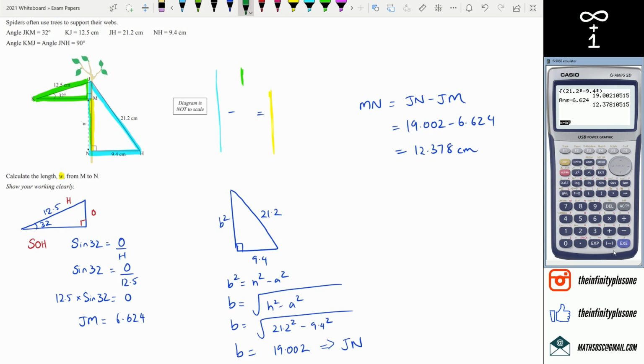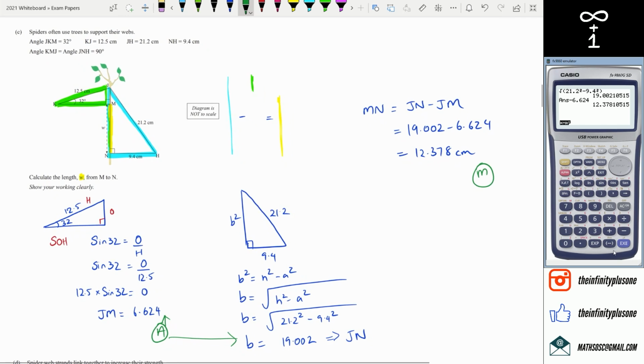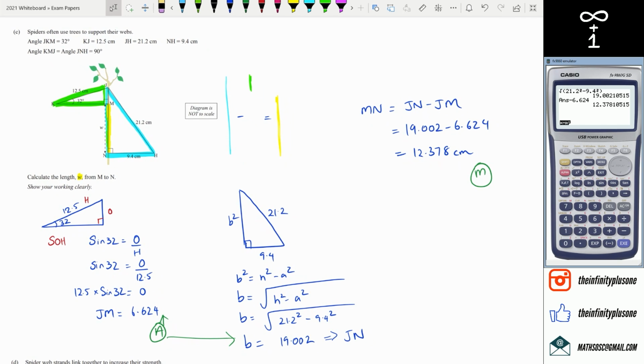Centimeters. So grades wise, the correct value of 12.378 with evidence of working gets you a merit. Achieved is either getting one of these two answers. So basically that's what's going to get you an achieved in this question. Otherwise, the final part of this question is a merit. Cool, let's go to the next question.